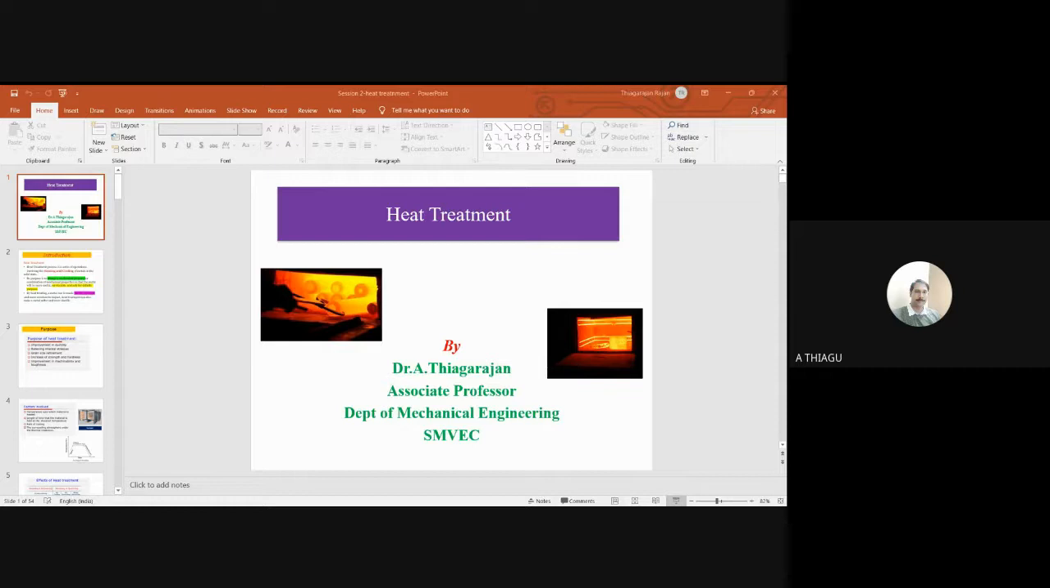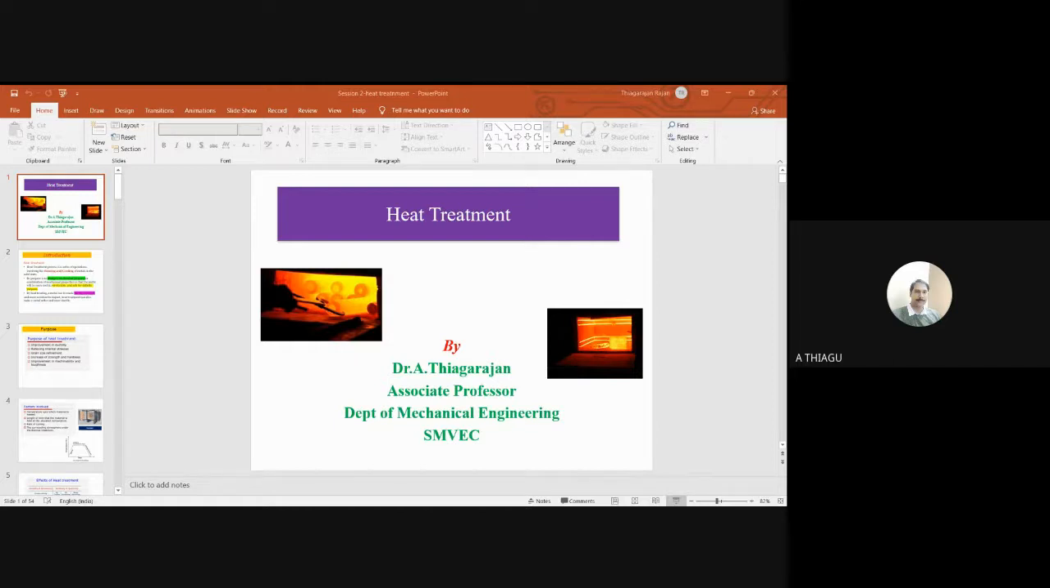So what are the stages involved in the heat treatment process? Normally the furnace is one of the equipment used for heat treatment. It is based on ceramic bricks, which have to be capable of withstanding temperatures from 750 to 1200. So based upon the purpose, you have to set the furnace.